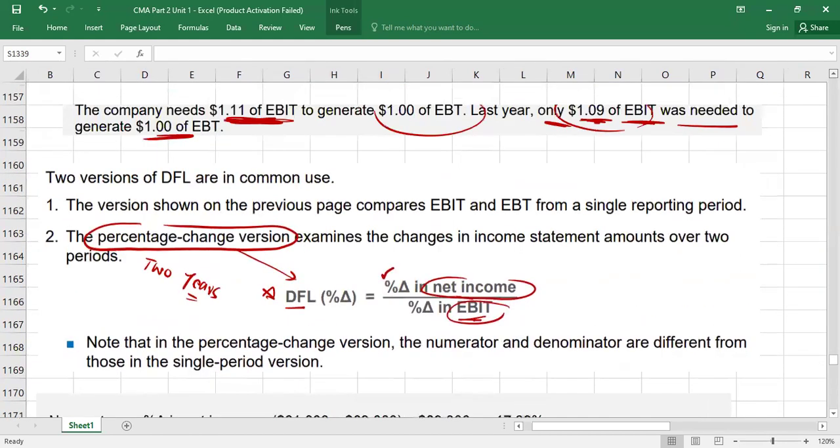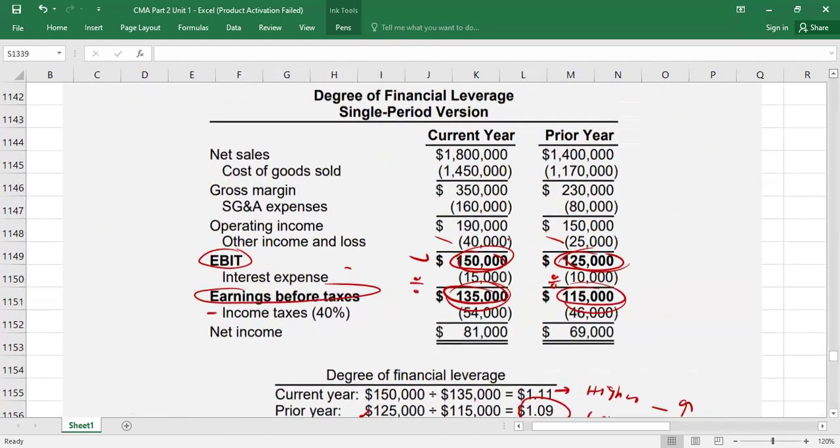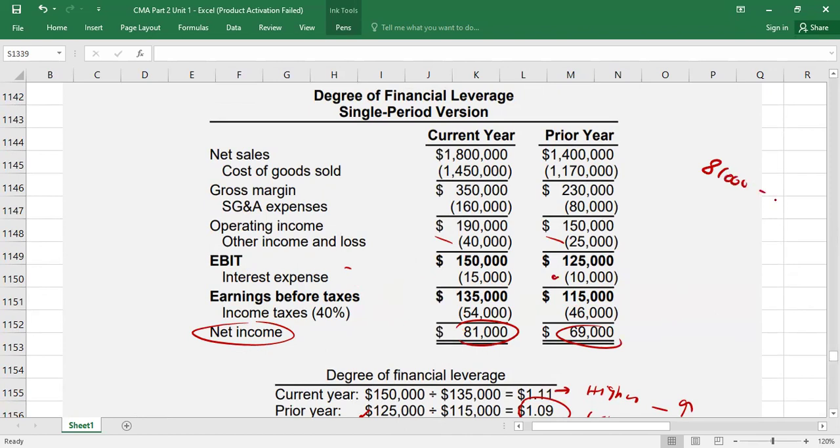So here we go. If this is the income statement in front of you, first we have net income here, right? This is your current year data, this is the last year value. How will you calculate the change? You will take the current year value, which is 81,000, minus the last year value, which is 69,000, divided by the last year value, which is 69,000, and multiply by 100. Okay, so you will get the change in net income.